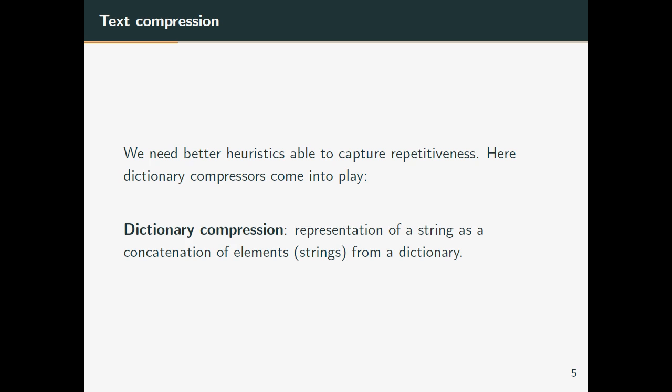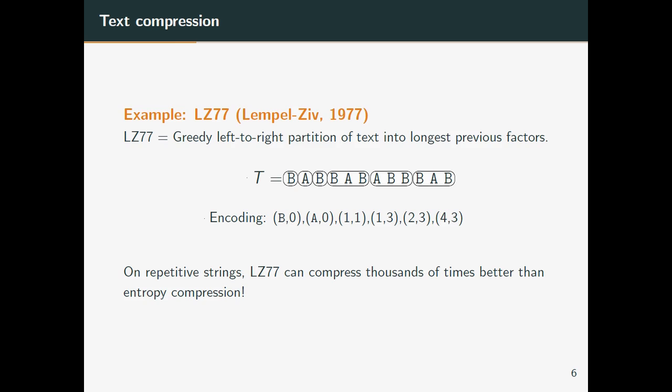And here, dictionary compressors come into play. So what is a dictionary compressor? It's a representation of a string as a concatenation of elements, strings from some dictionary, some set of strings. Probably you all know about this. Lempel-Ziv 77 is an example of a dictionary compressor.